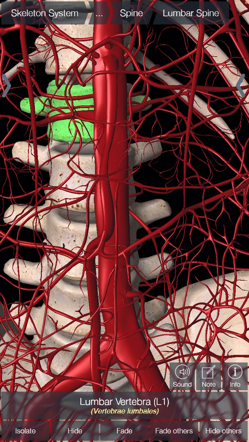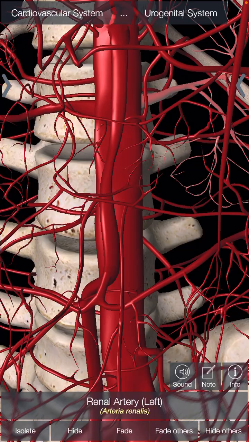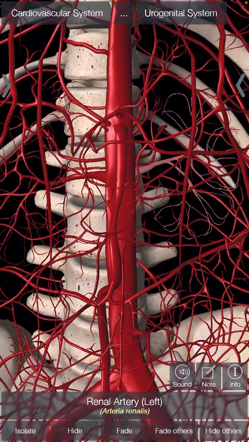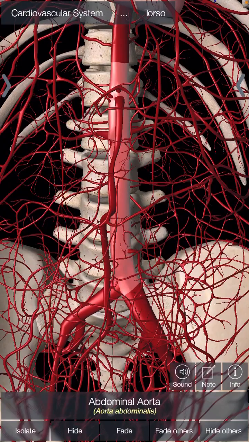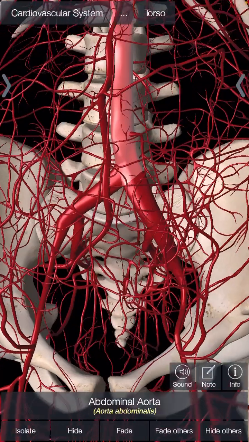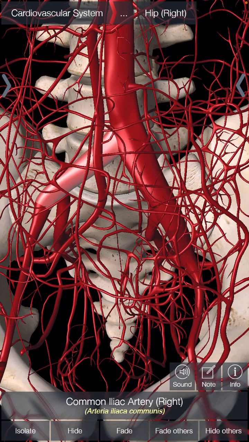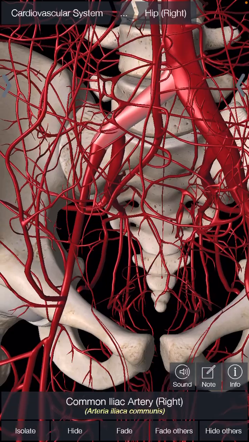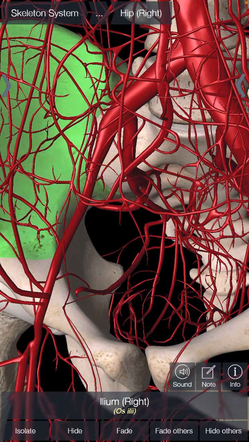Just anterior to those, to L1, we have the renal artery on the right side, and then we have the renal artery on the left side. Those you'll need to know. As we come down distal, the aorta will branch into two different vessels, so the right and left common iliac arteries. Common iliac artery will then branch into the internal and external iliac arteries.